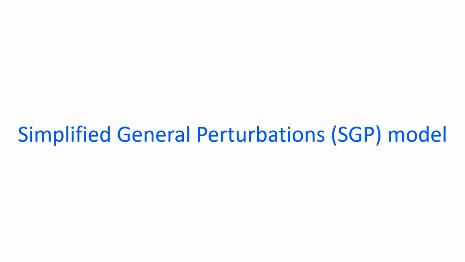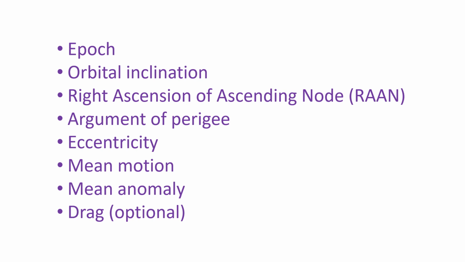As there can be errors in the SGP4 calculation model, which can grow at the rate of 1 to 3 kilometers per day, data is updated frequently by NASA and NORAD. Of the 8 Keplerian elements used in the calculations, atmospheric drag, often called just drag, is optional. Other elements are epoch, orbital inclination, right ascension of ascending node RAAN, argument of perigee, eccentricity, mean motion and mean anomaly.